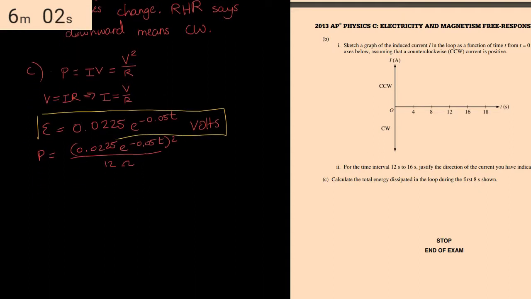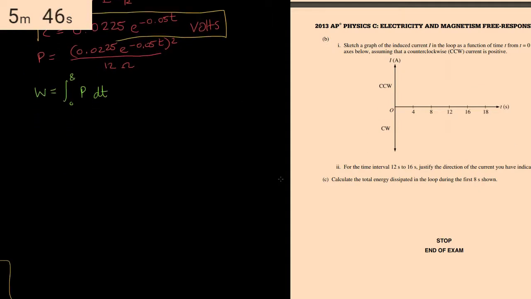And the work done from 0 to 8 seconds is going to be the integral of this power from t equals 0 to t equals 8. All right, let's crunch some numbers. So the work is going to be, let's pull out some constants now. So let me calculate what is the constant. It's going to be 0.0225 squared divided by 12. It's going to get gross.